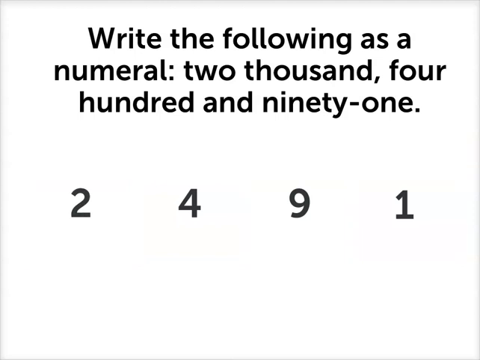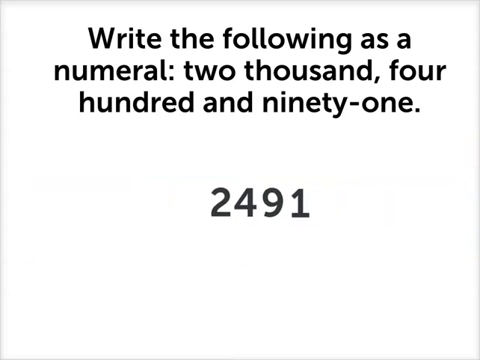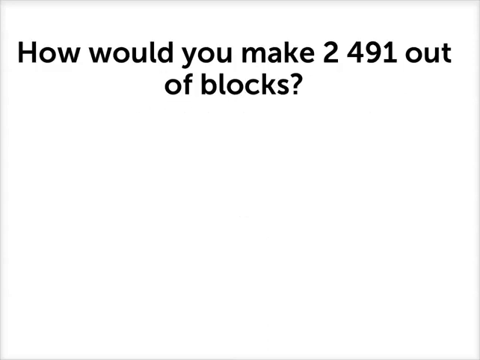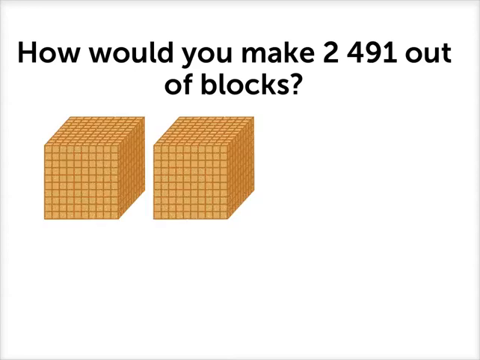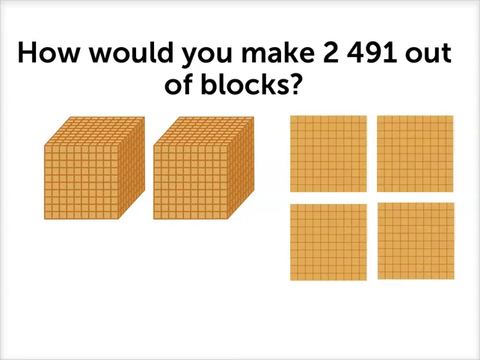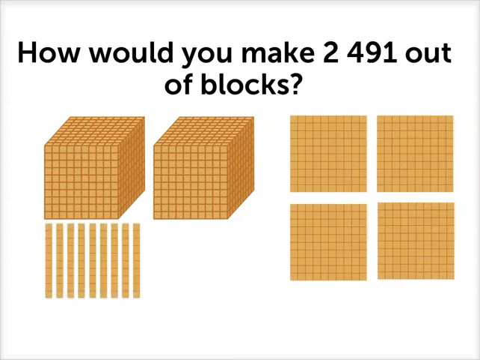So if we remove the place value table, we can write the numeral 2,491 like so. How would we make 2,491 out of blocks? Well, we'd use those values that we put in our place value table. We need 2,000 blocks, 400 blocks, 90 blocks, and 1 unit block.